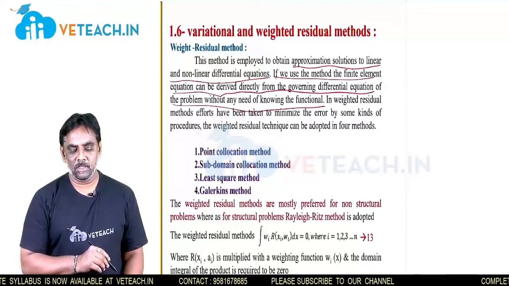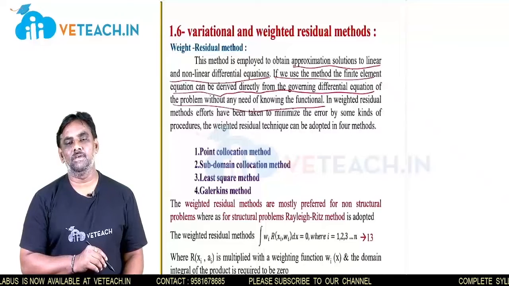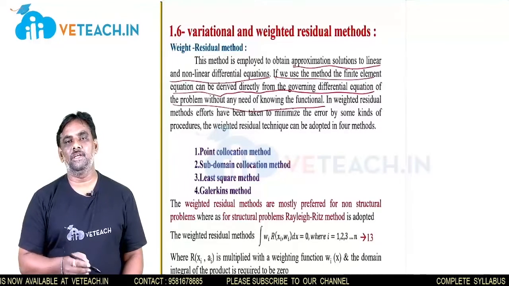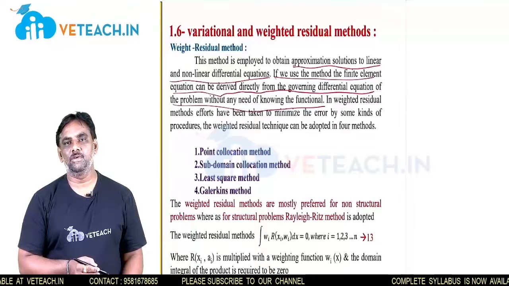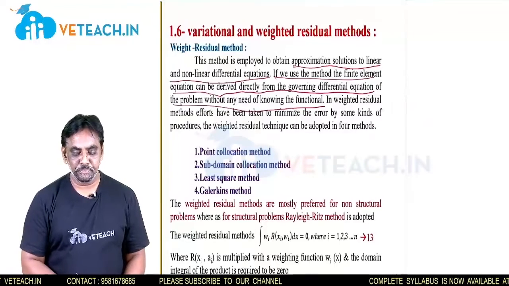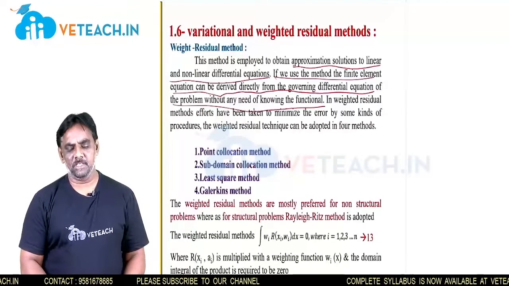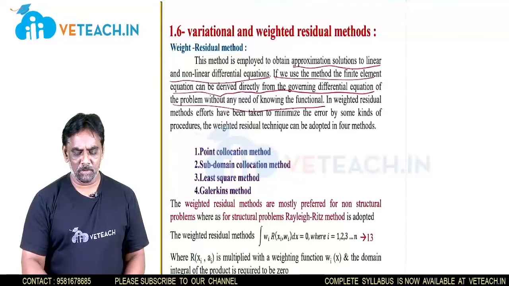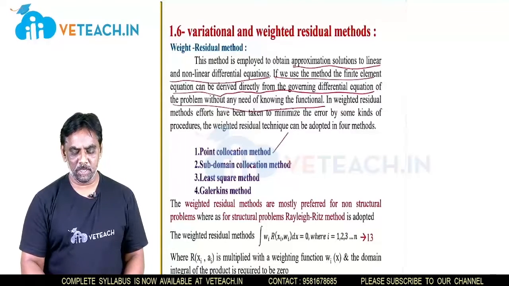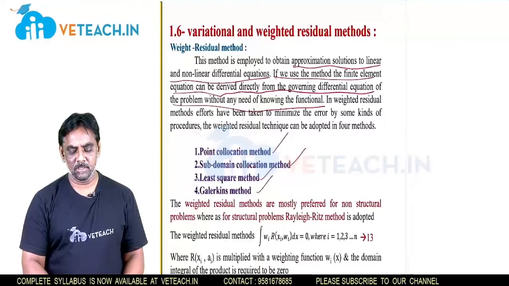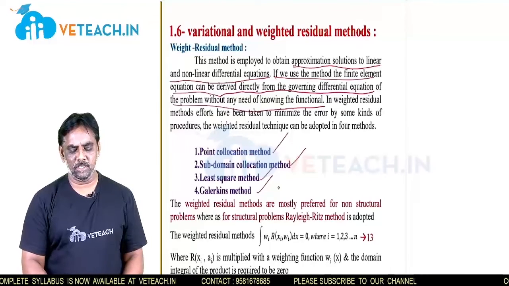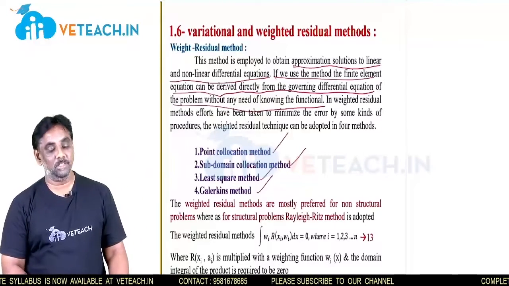That means here in the weighted residual method we are going to assume some weightage of the respective function, the weight function, and we are going to solve the problem. And here we have various methods, that is the point collocation method, subdomain collocation method, least square method, and Galerkin method, that is PCM, SDCM, LS method, and GM method.